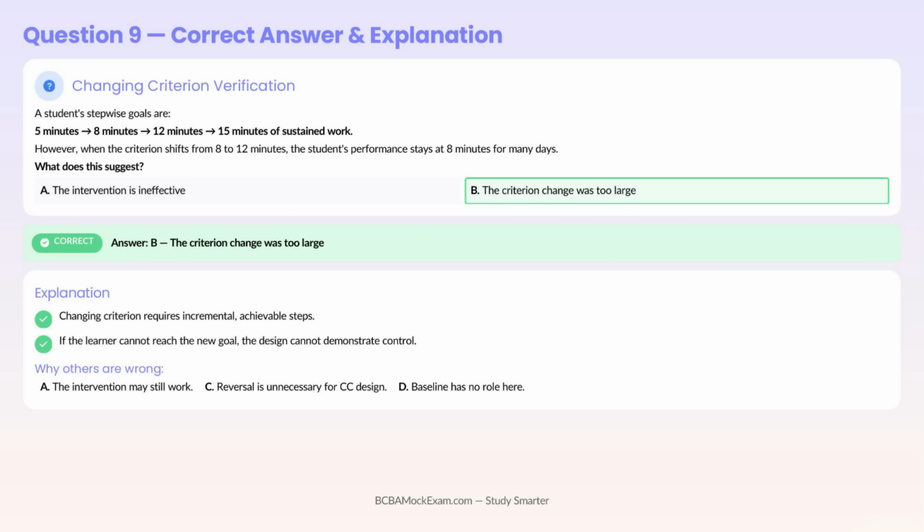Changing criterion designs depend on incremental, achievable steps so that behavior can follow each new goal. When the learner cannot reach the new criterion and stays at the previous level, the design cannot show clear control at that step. Option A is incorrect because the intervention itself may still be effective at the earlier levels. Option C is wrong. There is no need to introduce a reversal when the issue is the size of the criteria. Option D does not apply because baseline is not the problem in this situation. The stalled performance simply indicates that the jump from 8 to 12 minutes was too big.